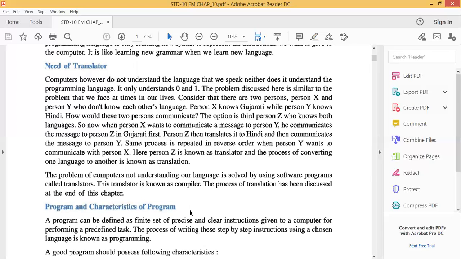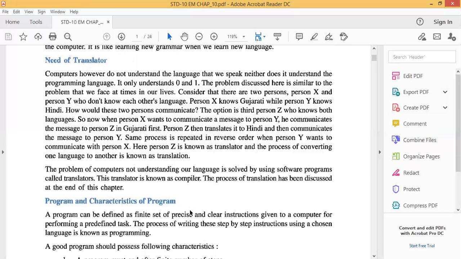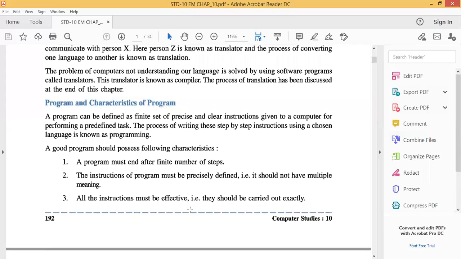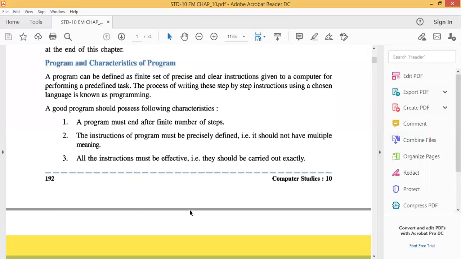Program and characteristics of a program. The word characteristics is not new for you. Which are the characteristics of a program? What is a program? The first line gives the definition of a program. A program can be defined as a finite set of precise and clear instructions given to a computer for performing a predefined task. Underline this line. This is a very important line. If you understand this line, you will be able to understand a program.